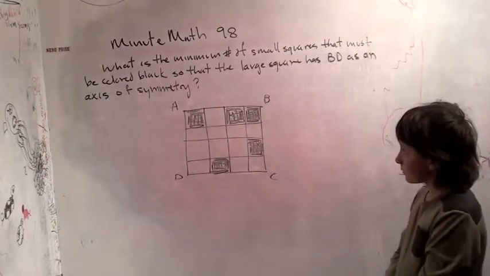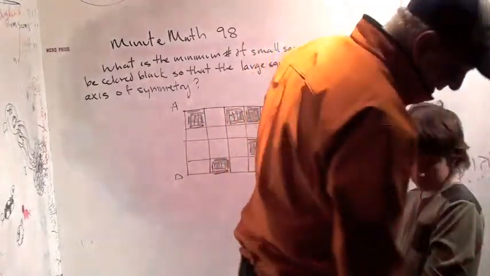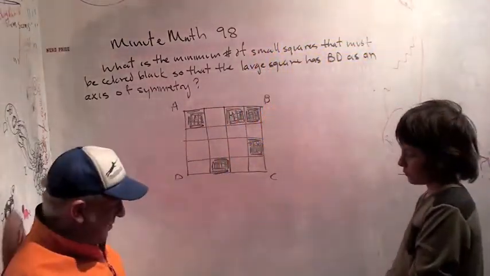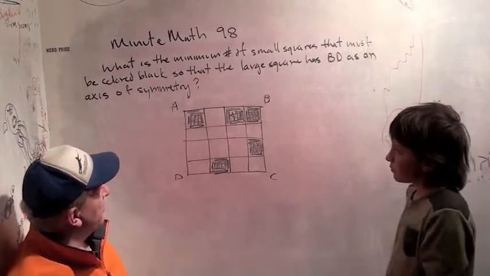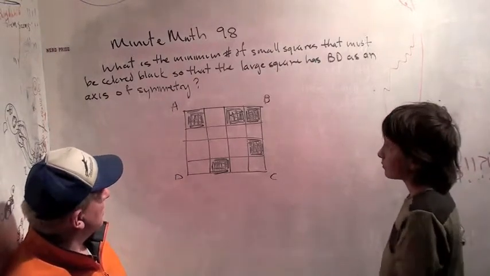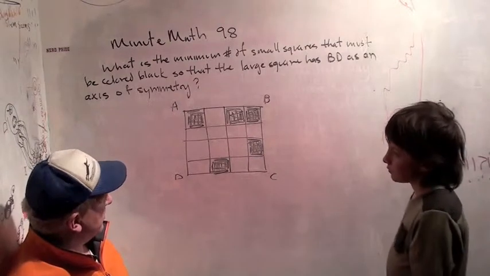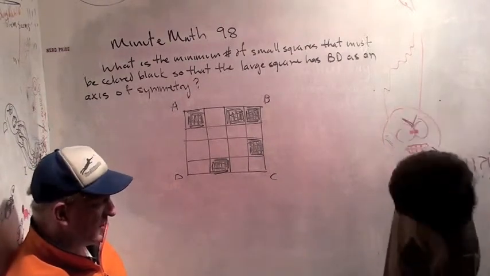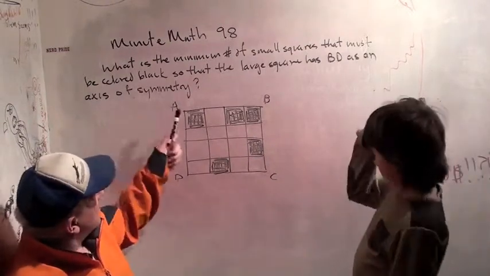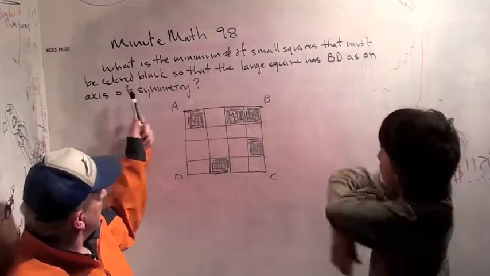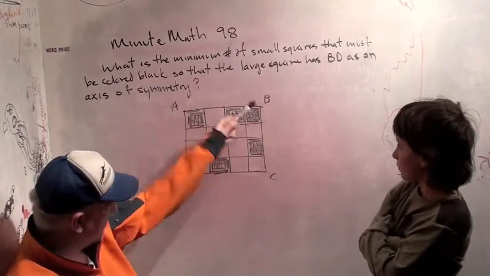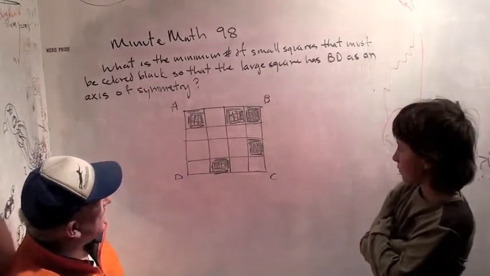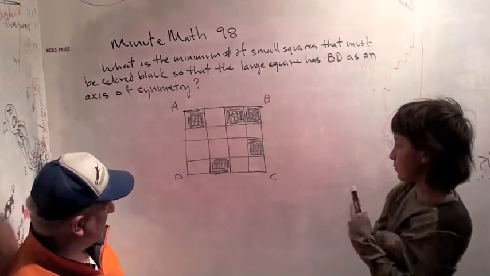MinuteMath number 98. Today we actually have a really neat problem from the Mathematical Association of America's MinuteMath page. It's an interesting geometry problem, and it shows that not all math problems are just about crunching numbers, because there's very few numbers in this. The question is, what is the minimum number of squares that must be colored black so that the large square, ABCD, this big square, has BD as an axis of symmetry?